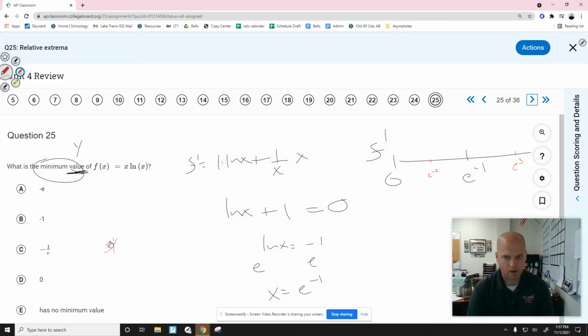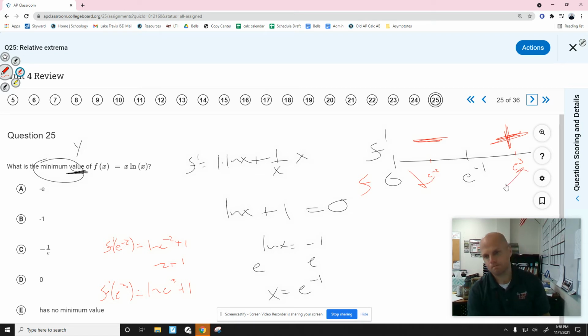So f prime of e to the negative second, log e to the negative second plus 1. That's -2 plus 1. That's a negative. F prime e cubed, log e cubed plus 1, 3 plus 1. Means f's got a minimum at 1 over e. But it's not the answer. What is the y value there? I don't know why there's two questions that kind of test you on that.